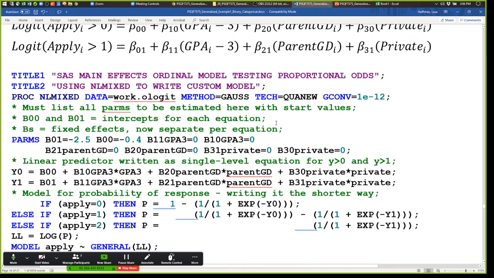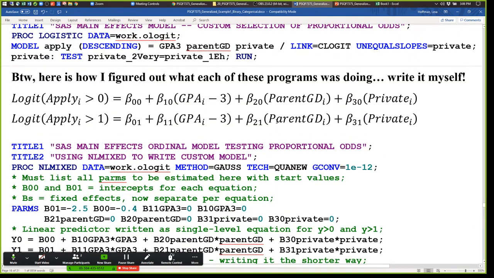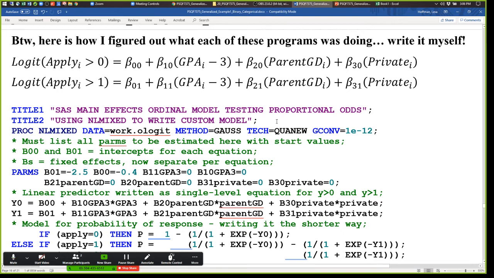And this I showed you last time. This is what I mean by write it yourself. So let's say that you want a non-proportional odds model, where the slopes are different across submodels, but you have multivariate data or cluster data or longitudinal data. Write it yourself.